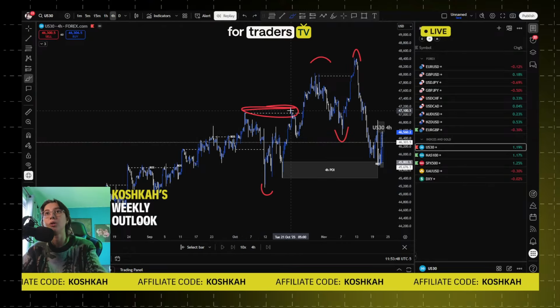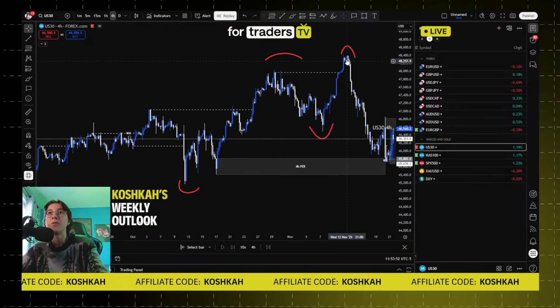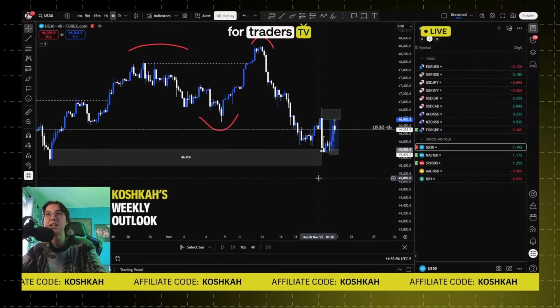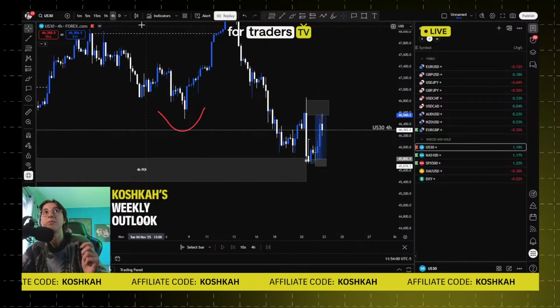That is as well the lowest point. Okay, so this is the low. So we have a POI right here on the 4 hour. That price basically tapped into it. Same thing basically on Thursday, as you can see.